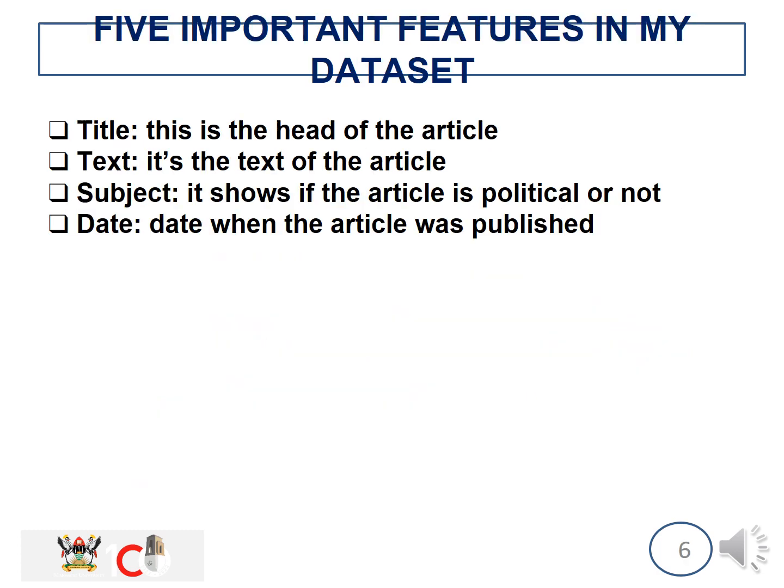The important features that I found in this dataset are: the title, which is the heading of a news article; the text, which explains that heading; the subject, which shows if the article is political, economic, or social; and the date, which shows when the article was published.